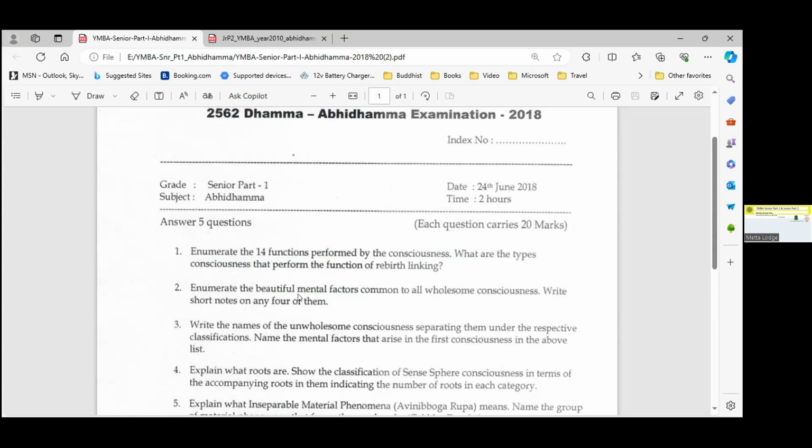18 is Kaya Ujukata, which is the rectitude of the mental factors. 19 is Citta Ujukata, which is the rectitude of the mind. So, write short notes on any 4 of them. Any 4. So number 1, Sati.